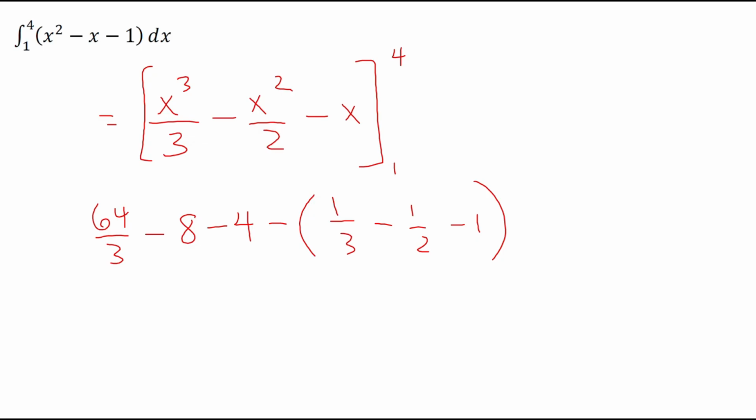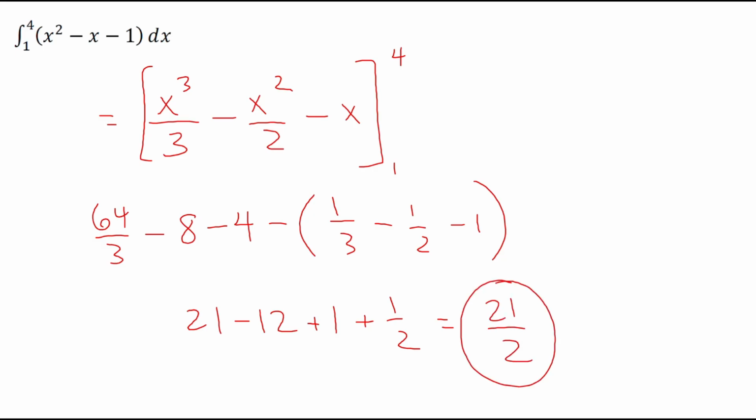And if we just combine all of that together, 64/3 minus 1/3 is 63/3. 63/3 is just 21. So we have 21 minus 8 minus 4, so minus 12. And then minus a negative 1 will be plus a 1, and then minus a negative 1/2 will be plus a 1/2. Well, what does that come out to be? 21 minus, or ends up being 22 minus 12, which is 10. 10 plus a 1/2 would be 10.5, or 21 over 2.